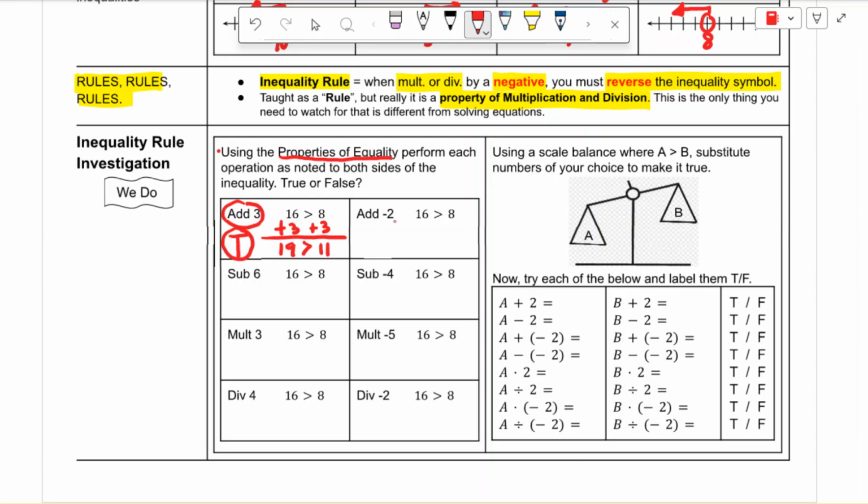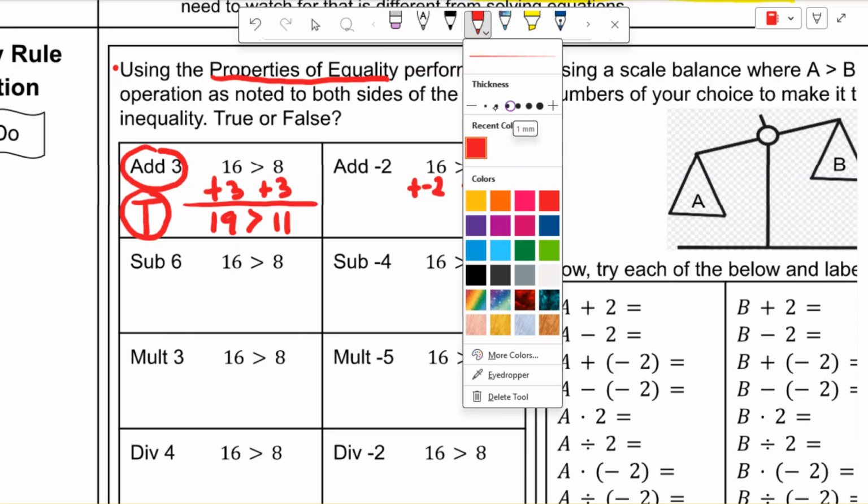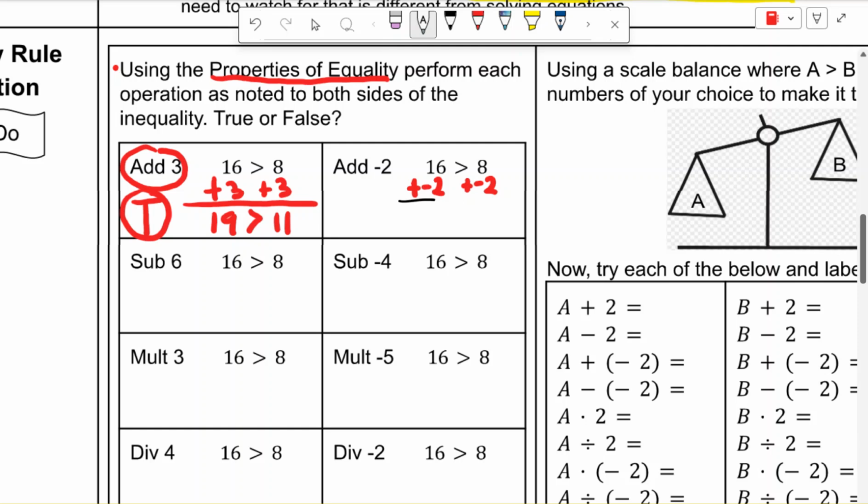How about adding a negative 2 to both sides? So we're going to add negative 2, and we're going to add a negative 2. All right, we're going to draw our line. And 16 plus negative 2 with a t-chart is going to be 14, and 8 plus negative 2 is going to be 6. So we're going to bring this sign down.